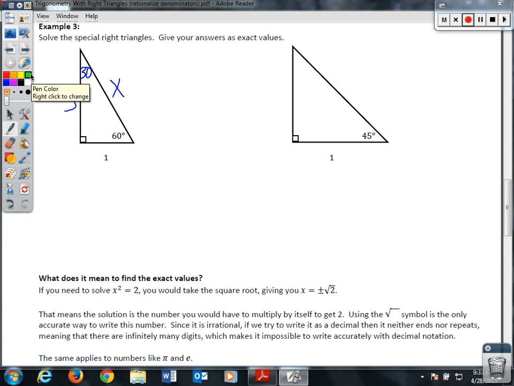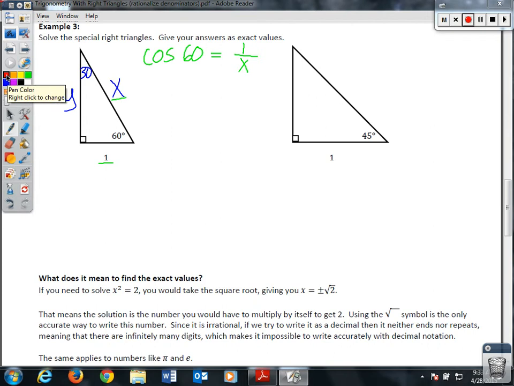So if we want to find that, we could do, say, the cosine of 60. That would work. A lot of different options for what you could do if you want to do it differently. Go ahead. But one way you could do it is the cosine of 60, which is equal to the adjacent side, that's 1, divided by the hypotenuse, which is x. So now we have x on the bottom of the fraction.